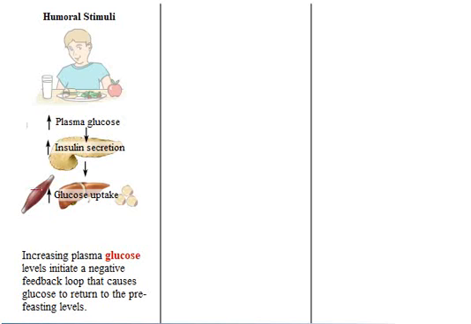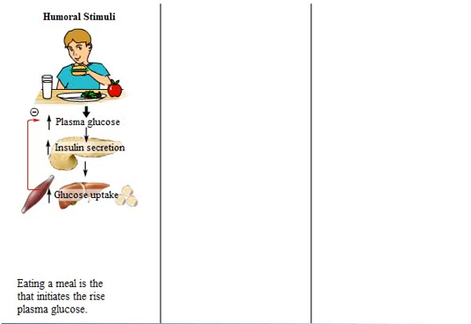Increasing plasma glucose levels initiate a negative feedback loop that causes glucose to return to the pre-feasting levels. This removes the stimulus for secretion of insulin. Note from your study of this page that the secretion of most hormones is controlled by negative feedback loops. They serve to keep hormone levels within a desired range. Eating a meal is the stimulus that initiates the rise in plasma glucose.